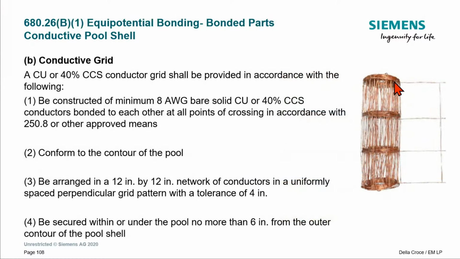There you go. There's a roll of pre-bought grid right there. Roll it out. It's probably made up of eight gauge copper. Because to be honest with you, I have not seen any 40% copper clad steel. I have not encountered it, but I've seen plenty of copper grid, copper mesh.